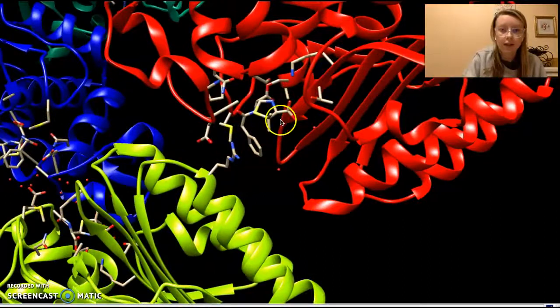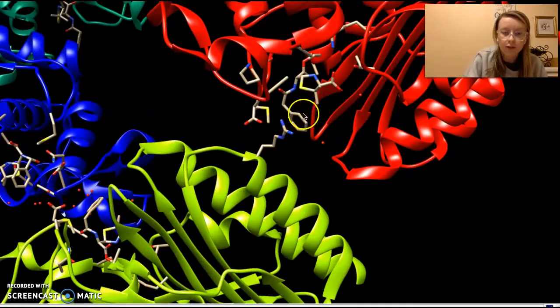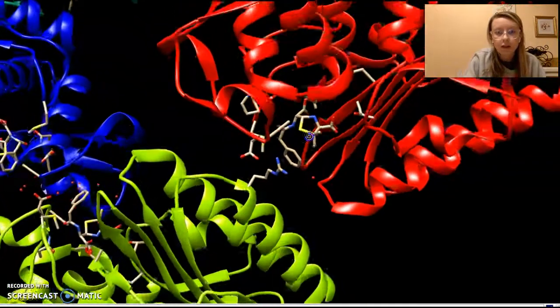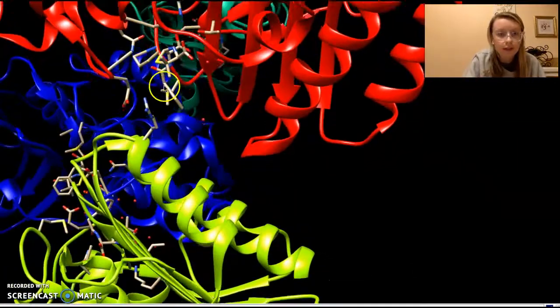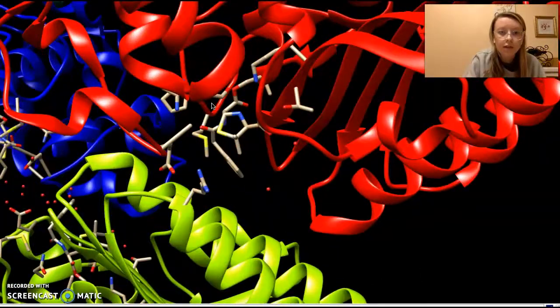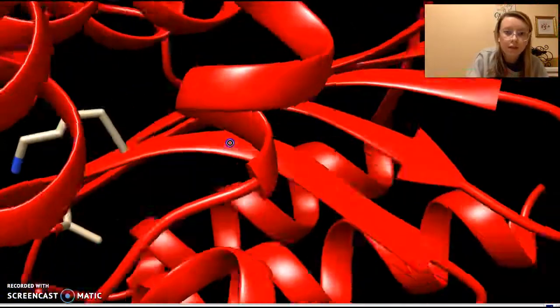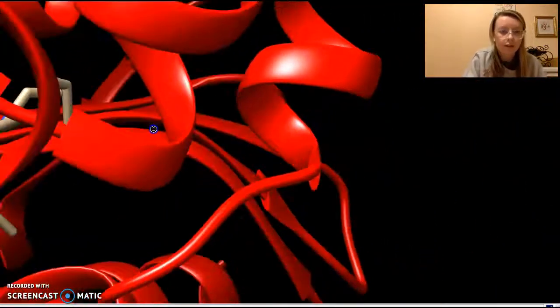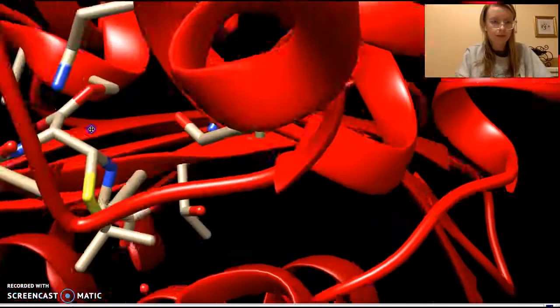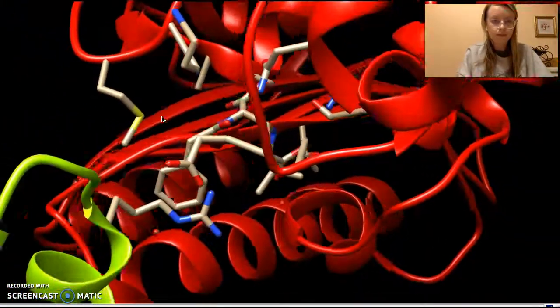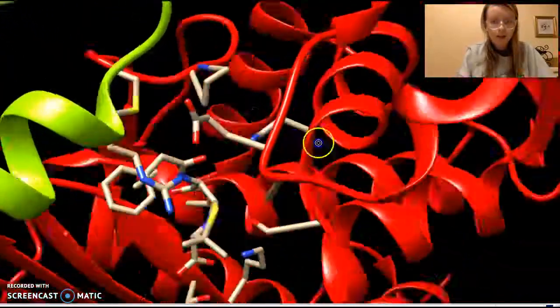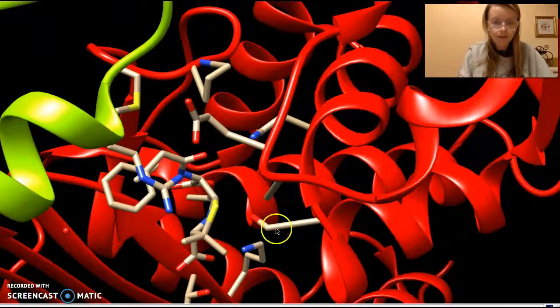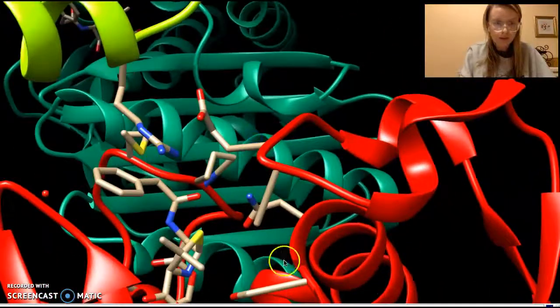And here you can see this hexagonal ring is characteristic of penicillin. So here you can see where it's binding to the protein.